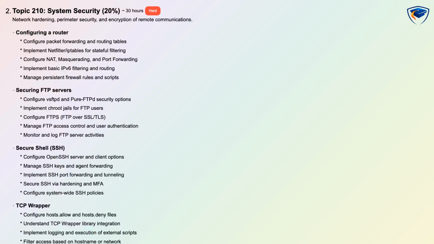Expect to configure routers and packet forwarding, implement netfilter actionables for stateful filtering, set up NAT and port forwarding, and handle basic IPv6 filtering. You will also secure FTP servers with CRUD NFTPs, manage OpenSSH options and SSH key usage with tunneling and hardening including MFA, use TCP wrapper hosts.allow and hosts.deny, and perform security tasks like fail2ban, nmap scanning, rootkit detection, security auditing and sudo configuration.